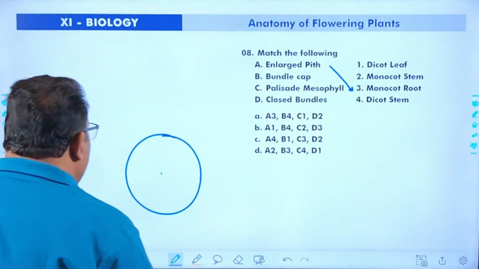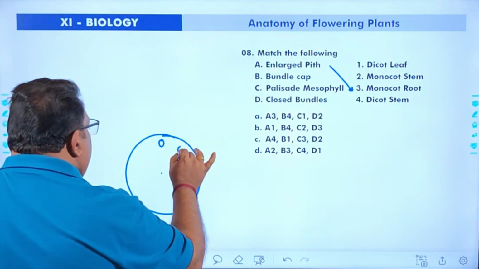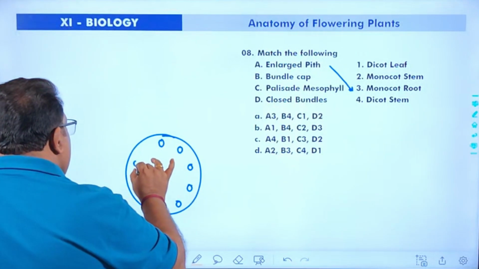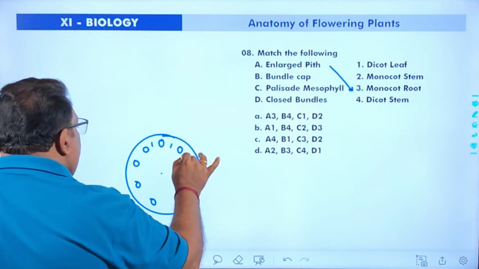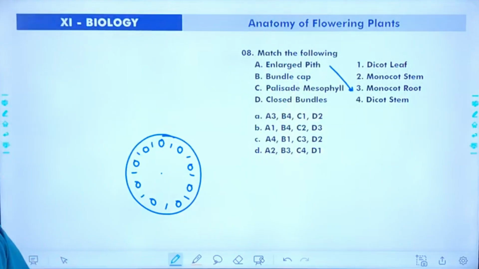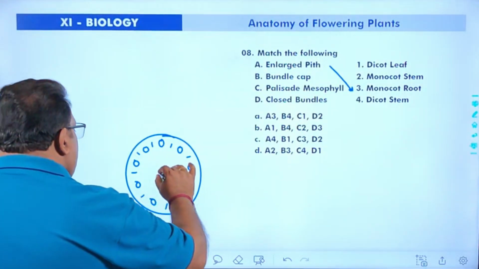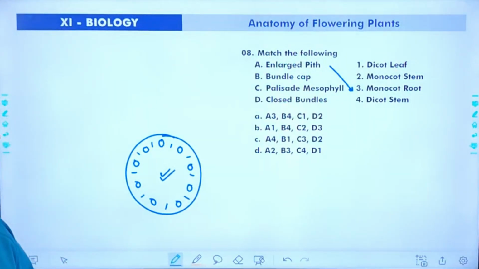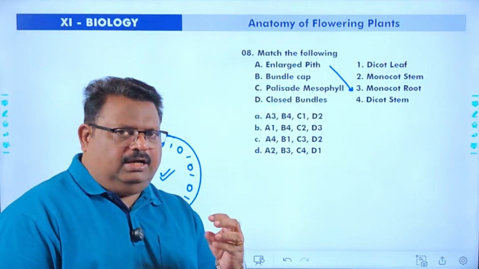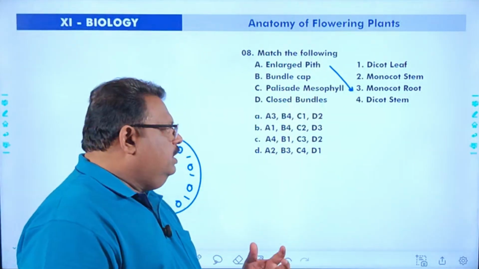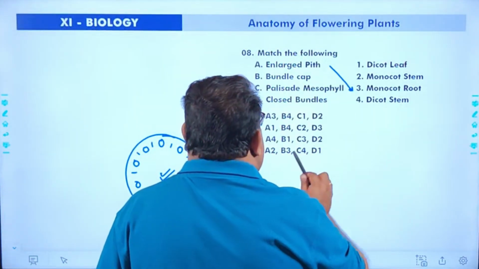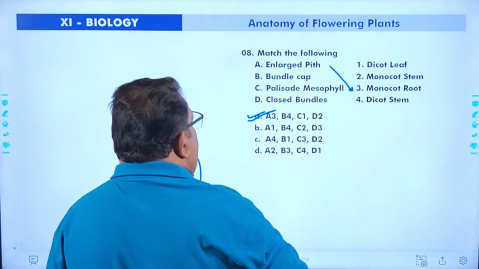So in the case of monocot root, large numbers of radial vascular bundles are present. These are xylem bundles and these are phloem bundles. More than 6 vascular bundles are present, so that the pith is enlarged. But in the case of dicot root, the number of vascular bundles is limited, less than 6, so that a reduced pith will be there. So enlarged pith is the monocot root.